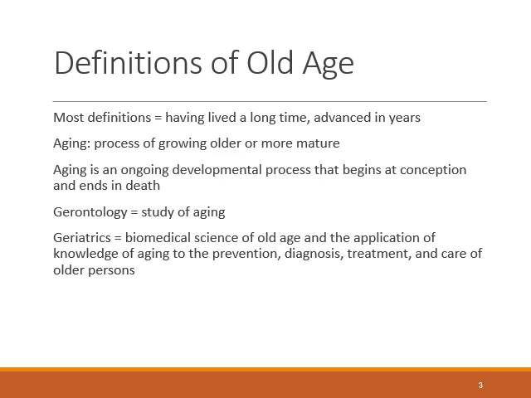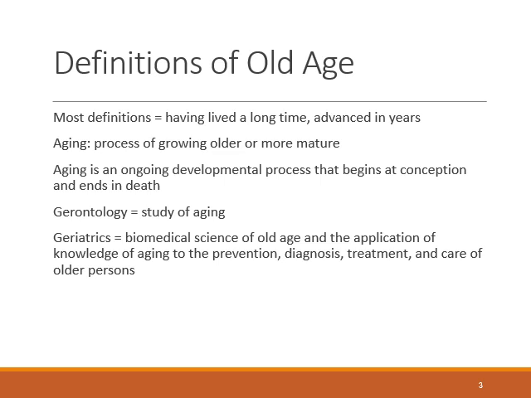But now we find that the definition of old age just means they're advanced in years. We can have young old people and old young people, right? So most definitions mean having lived a long time, someone who is advanced in their years. Aging is the process of growing older or more mature. Aging is an ongoing developmental process that begins at conception and ends in death.